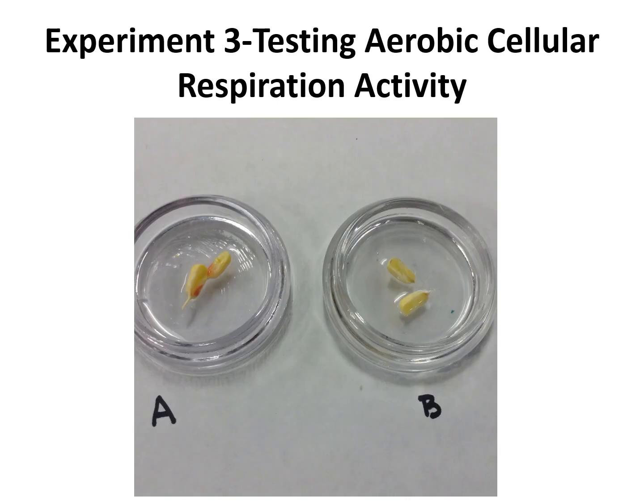Group A, you would have seen a red color develop. Group B, no red color. So you can use those observations to answer the questions on the lab. So this should provide you all the data you need to complete your lab report.